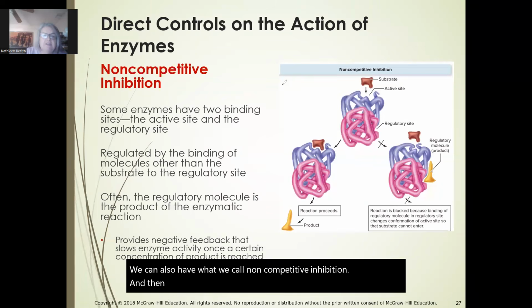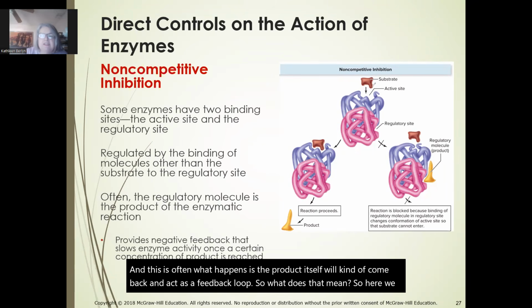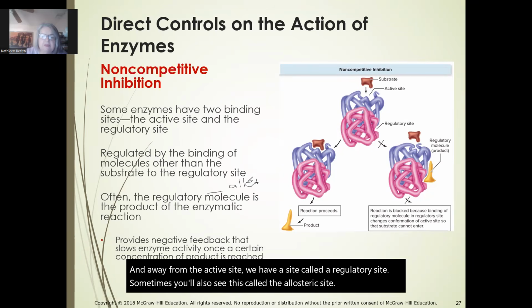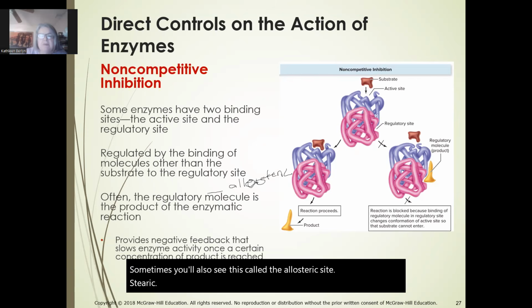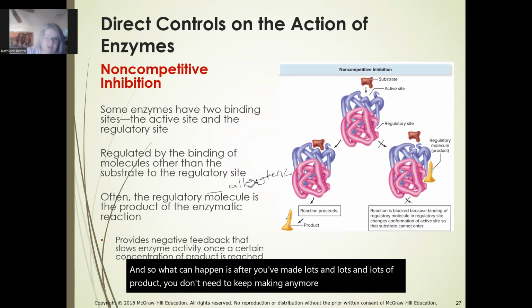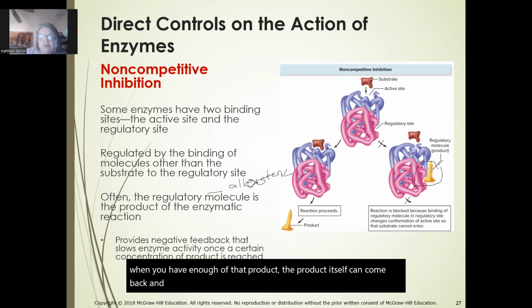This is often what happens when the product itself comes back and acts as a feedback loop. So what does that mean? Here we have the substrate and the active site. And away from the active site, we have a site called a regulatory site. Sometimes you'll also see this called the allosteric site. What can happen is after you've made lots and lots of product, you don't need to keep making any more. You have enough. So when you have enough of that product, the product itself can come back and bind to this allosteric site, this regulatory site on the enzyme.